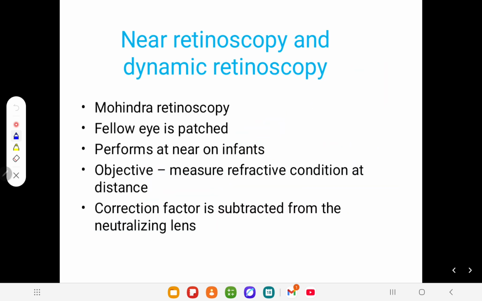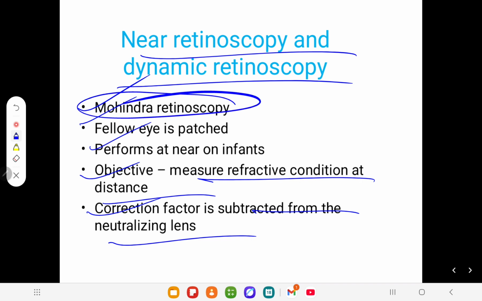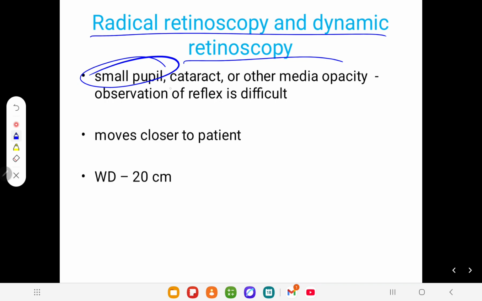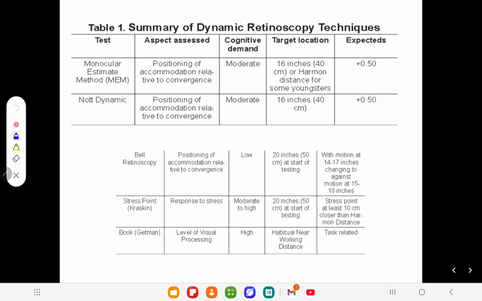So confused, near retinoscopy or dynamic retinoscopy? In Mohindra retinoscopy, the fellow eye is patched, performed in near on infants, and the objective measure of refractive correction for the distance, and the correction factor is subtracted from the neutralizing lens. Sometimes Mohindra retinoscopy is very useful, and sometimes it's done in patients with contraindication to cycloplegic refraction. So there is radical retinoscopy and dynamic retinoscopy. Radical retinoscopy is basically done on patients with small pupil or media opacities to observe the reflex. So we have to move closer and a little bit off axis. So in summary, dynamic retinoscopy technique.